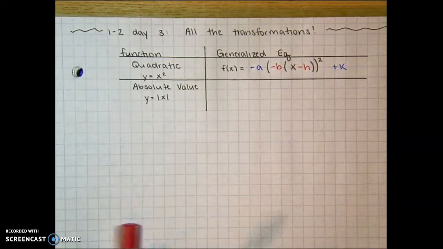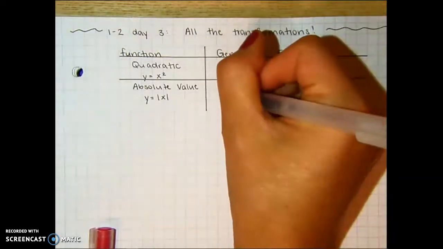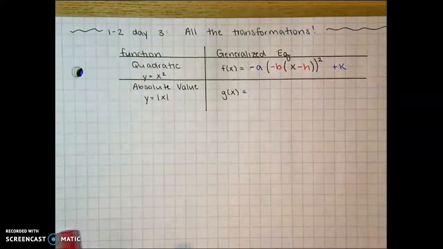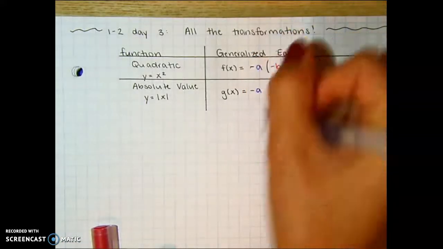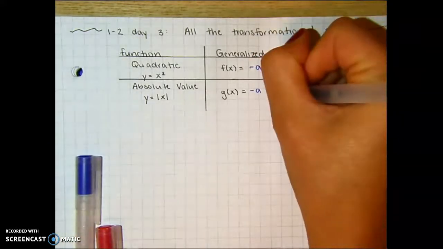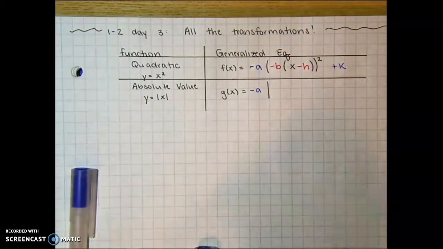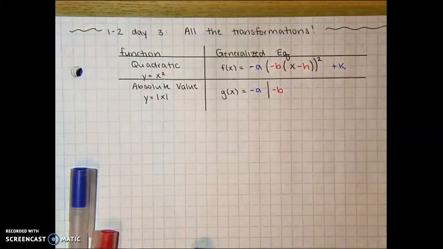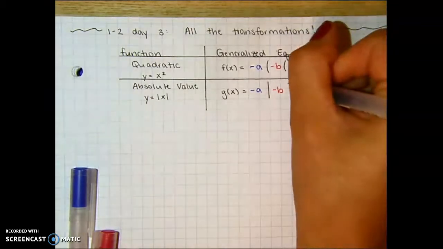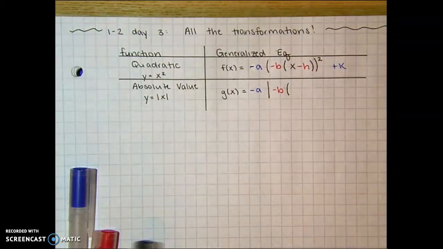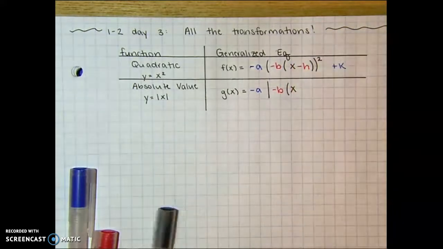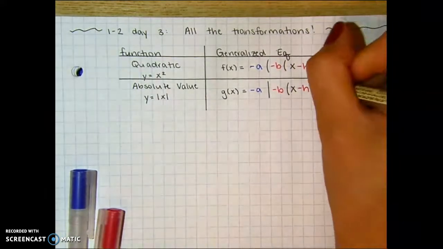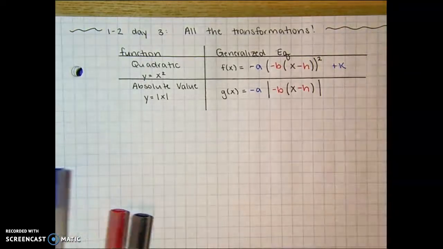Similarly, over here we have f of x, or let's call it g of x because it's a different function, equals negative a times the absolute value of negative b times x minus h, close your parentheses, close your absolute value, plus k.